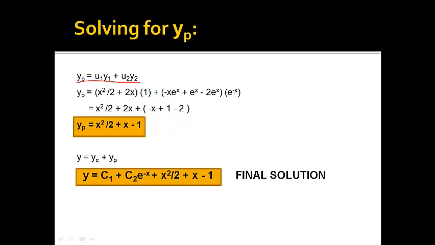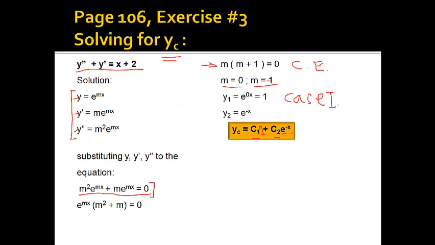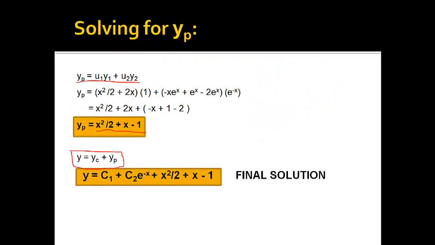So then our yp is equal to x squared over 2 plus x minus 1. Since yc previously is equal to c1 plus c2 times e raised to negative x, we have our equation y as our final solution: y is equal to c1 plus c2 times e raised to negative x plus x squared over 2 plus x minus 1.